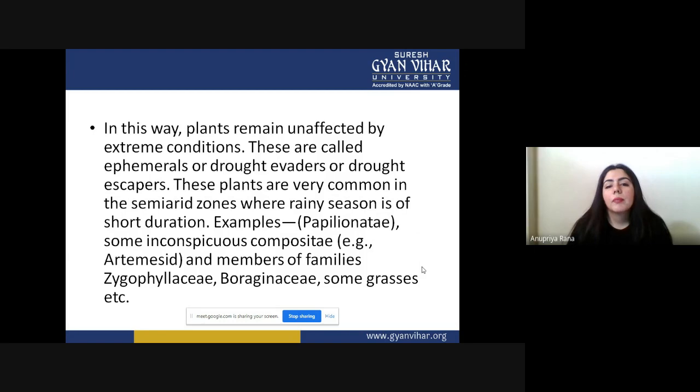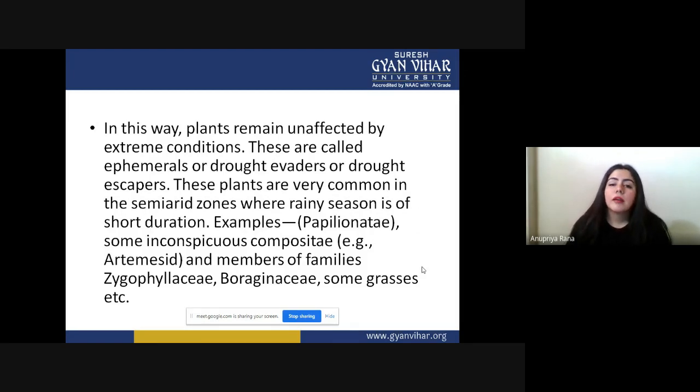So in this way, the plant remains unaffected by extreme conditions, and these are called ephemerals. Okay, another name for this plant is ephemeral, drought evaders or drought escapers. So they are escaping drought. That's why we name them drought escapers or drought evaders. But the very good botanical term for them is ephemerals.